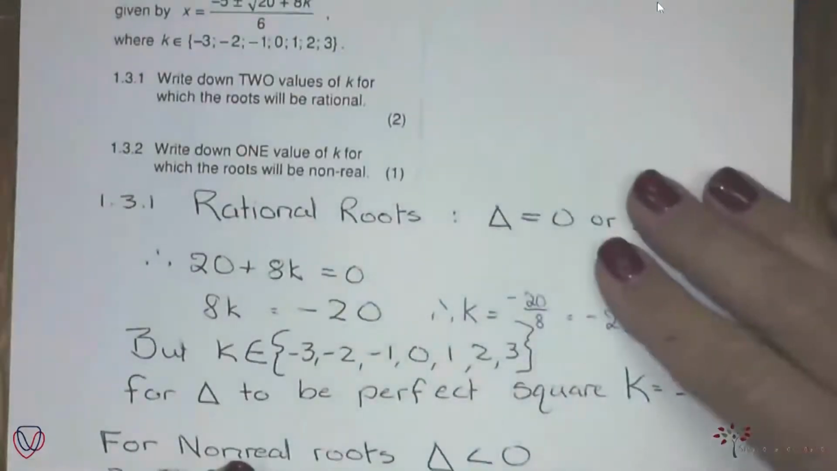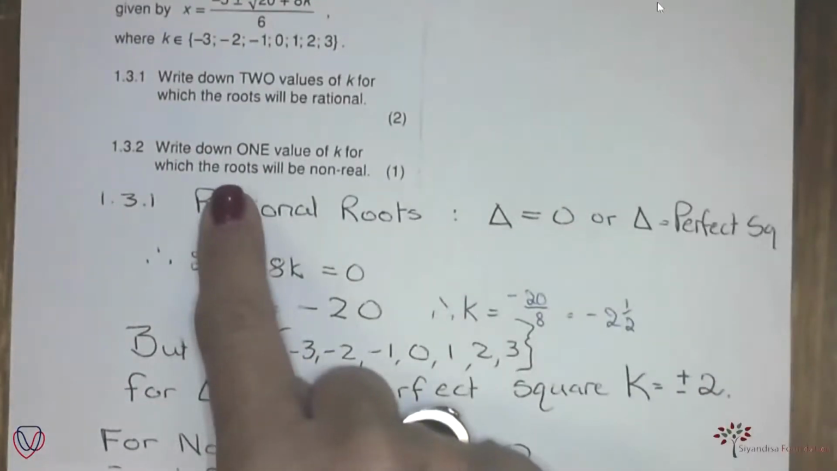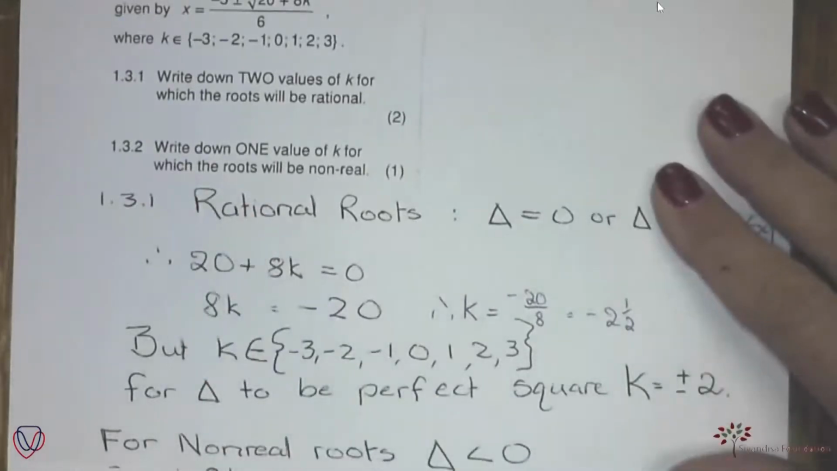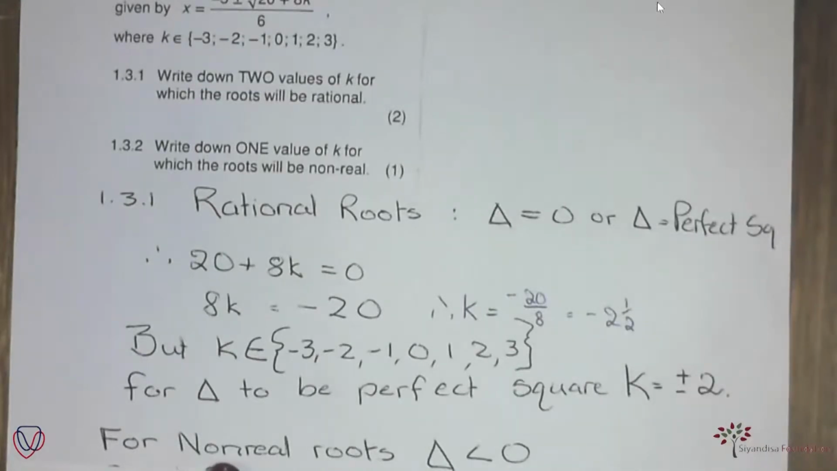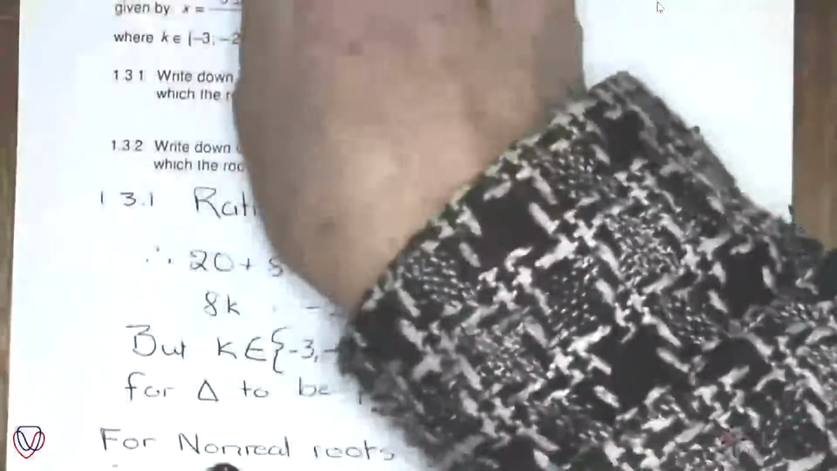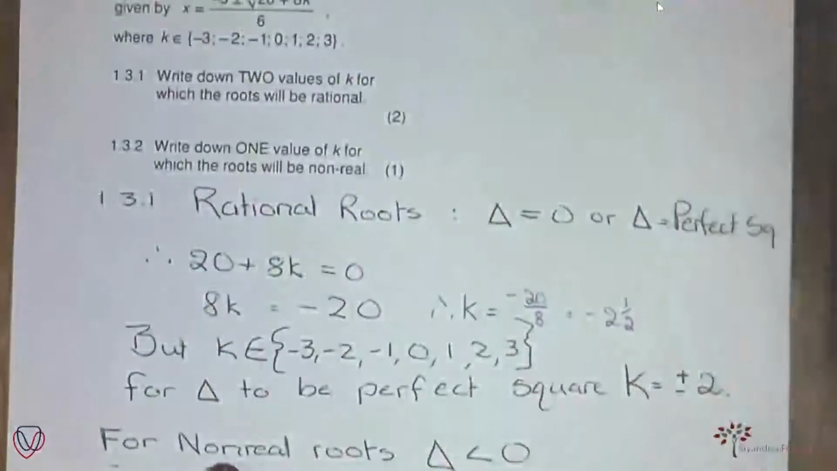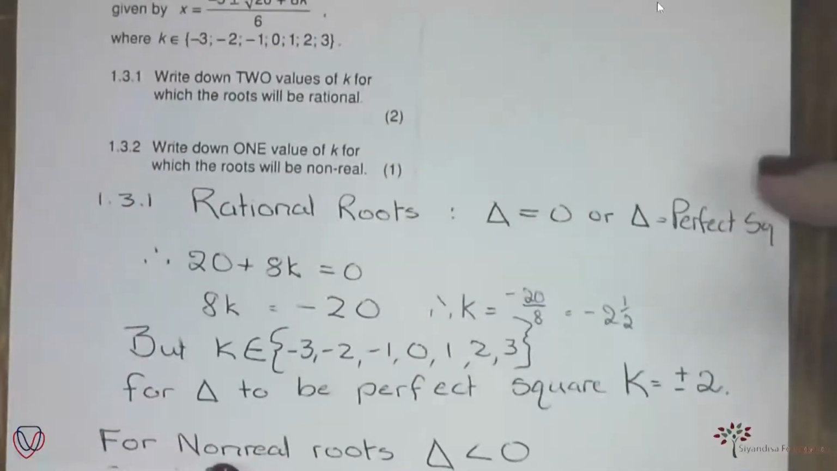Okay? Right, people? Then they said, write down one value for k, for which the roots will be non-real. Right. For non-real roots, delta smaller than 0. People, please, go and learn these reasons. For real roots, delta is larger than 0. For equal roots, delta is 0. For a perfect square, delta should be a perfect square for rational roots.